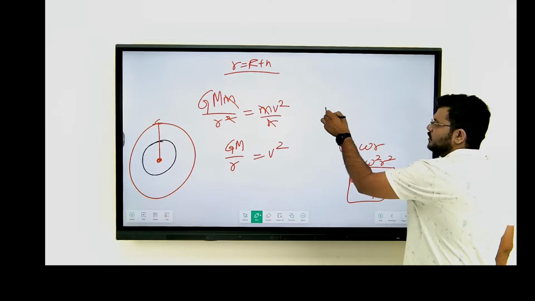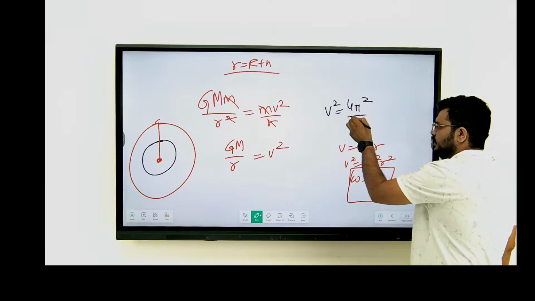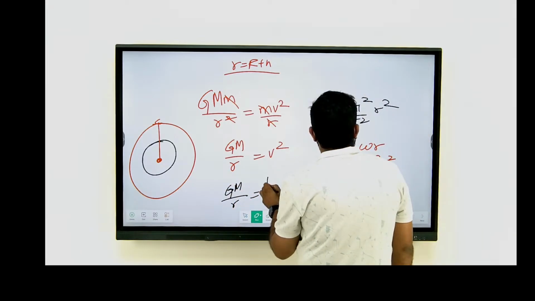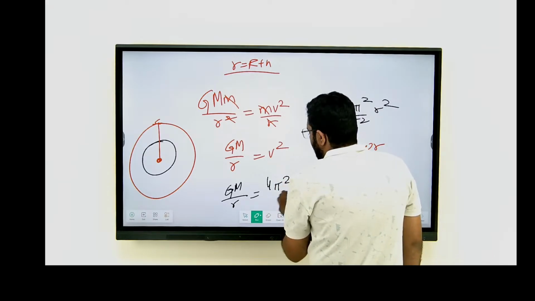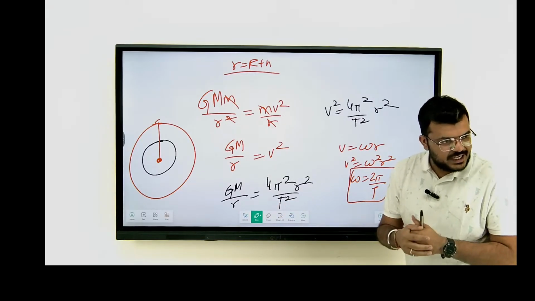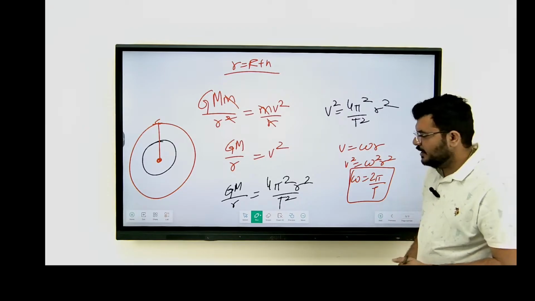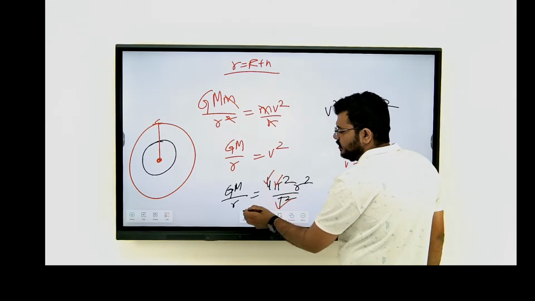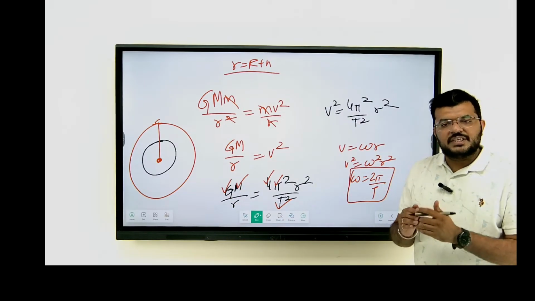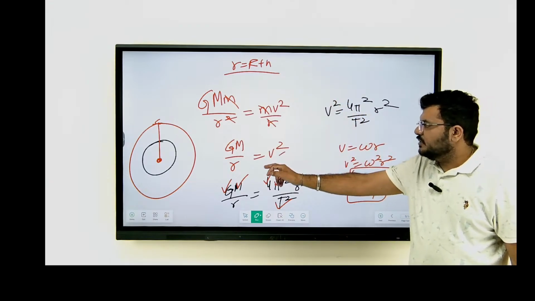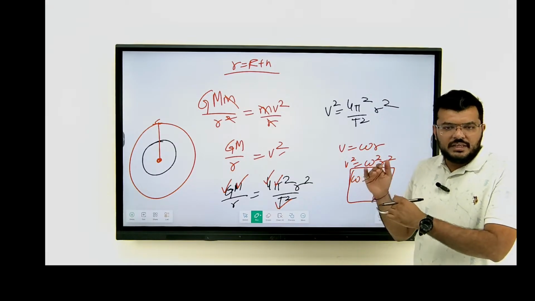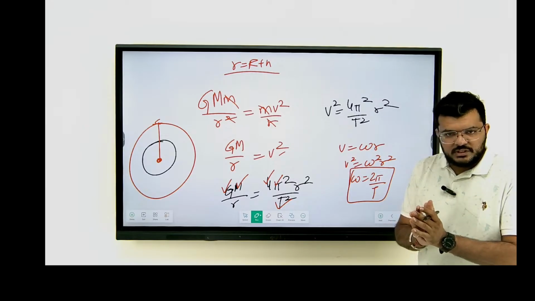So if I substitute, can I write v square is equal to 4 pi square by T square into r square? So can I write GM upon r is equal to 4 pi square r square upon T square? If you know the time period, and I want a geostationary satellite, the time period should be 24 hours. So everything else is a constant, and you can find out the value of r. You know precisely where to keep this satellite, and from this equation you also know what velocity it should have, such that it keeps being in that particular geostationary location. Makes sense?